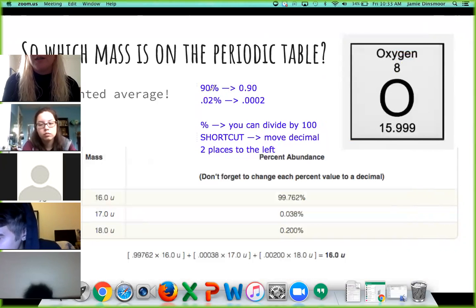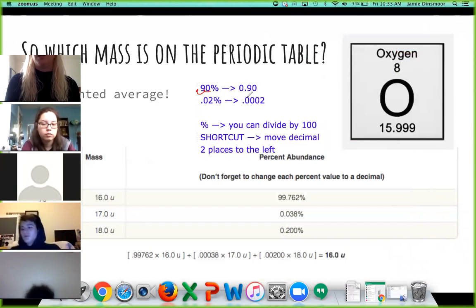So we're going to put our decimal at the end of our number, and we're going to move it 2 places to the left. So 1, 2, and then put our decimal there, and we end up getting 0.90. Same thing here. We moved it 2 places to the left, and we had to add zeros. Hopefully your handwriting looks better than my digital handwriting. And we get 0.0002.